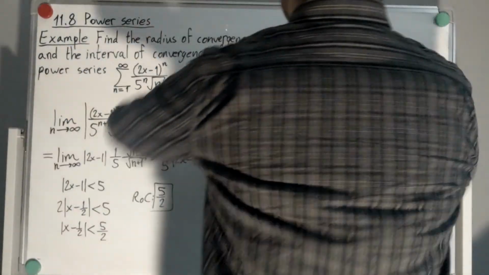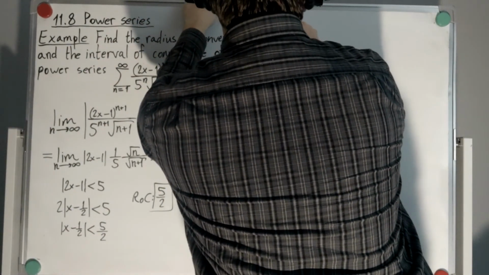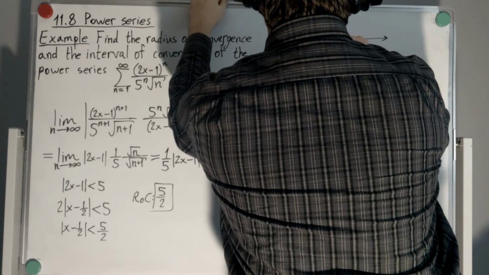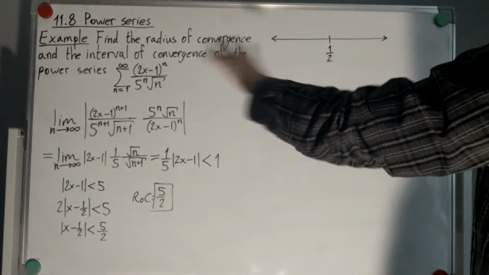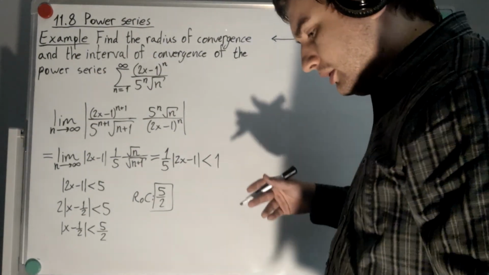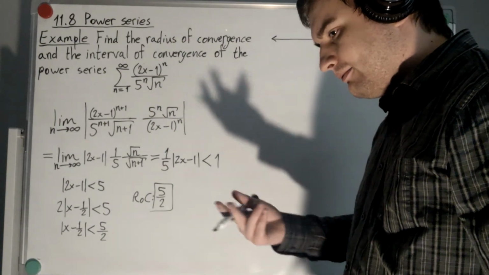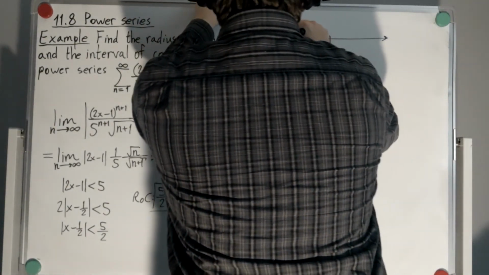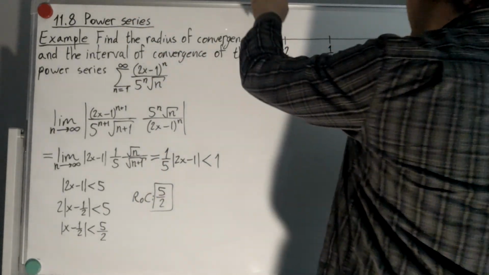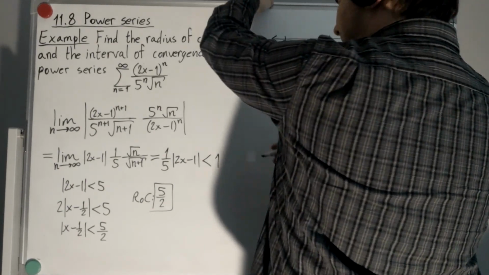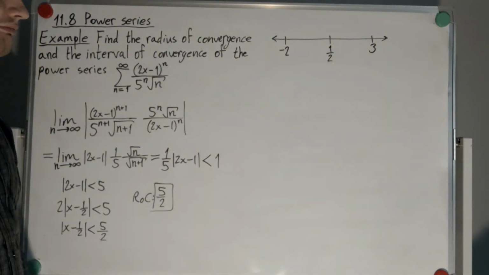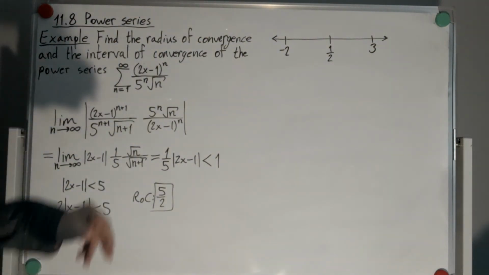All right, so on a number line, we've got our center of convergence at 1/2. Now to the left, we can go out by 5 halves, right? Okay, so let's see. 1/2 minus 5 halves, that makes -4 halves, which is -2. So we can go all the way out to -2. And we can go up to 1/2 plus 5 halves, which is just 6 halves, or in other words, 3. And now we need to check the endpoints.